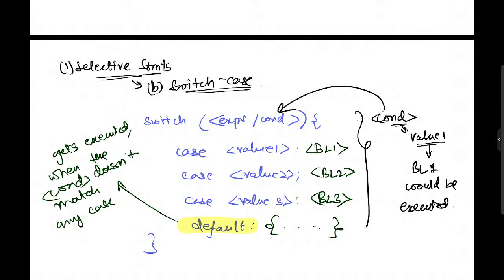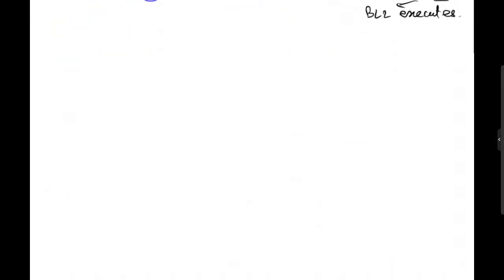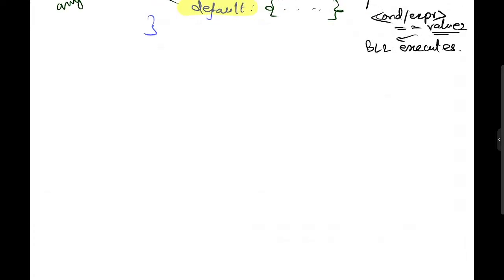In other cases, if the condition or expression is equal to value 2, then block 2 executes. Very simply, that is what this is. Let's write a very small snippet of code for this.